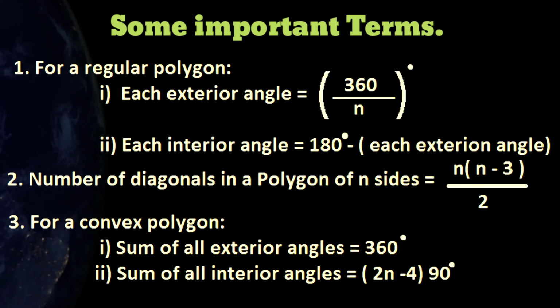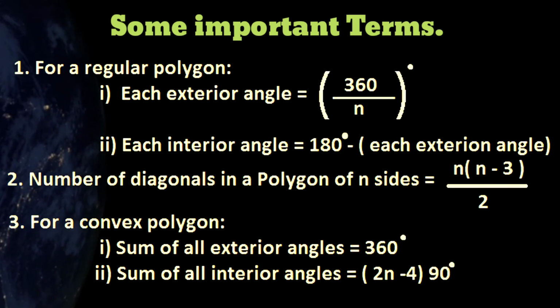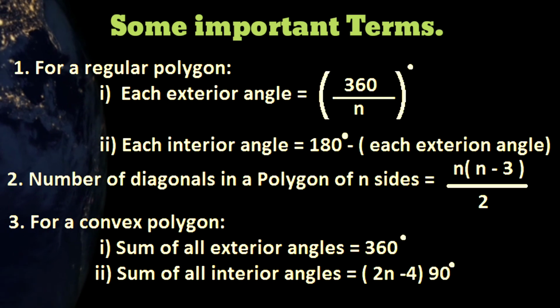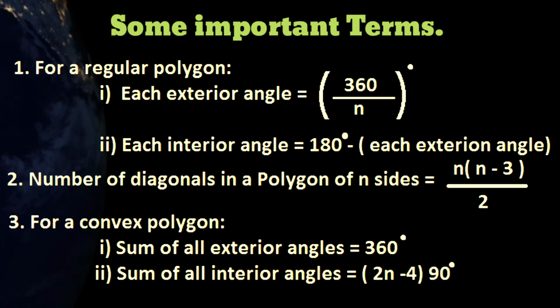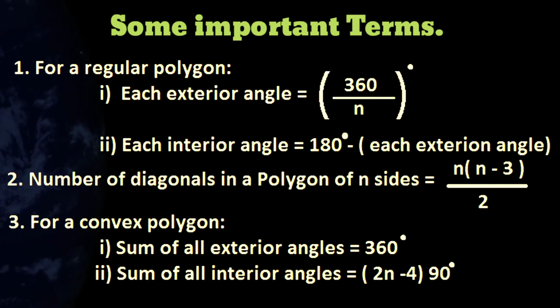The sum of all exterior angles of a convex polygon is equal to 360 degrees. And the sum of all interior angles of a convex polygon is equal to (2 multiplied by number of sides minus 4) multiplied by 90.